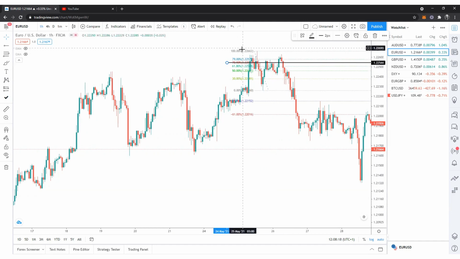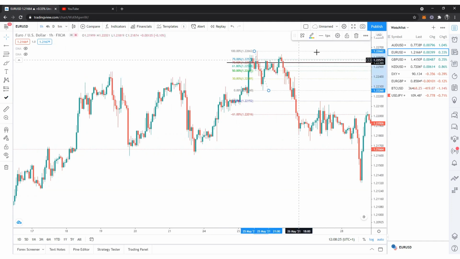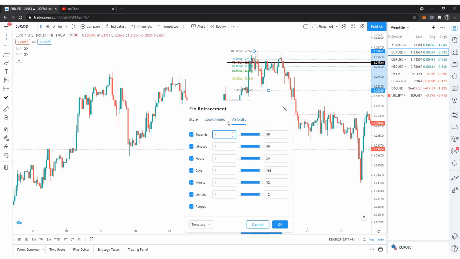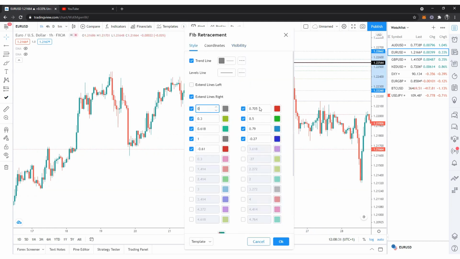Using the fib retracement with these numbers. Again, these aren't the basic numbers. So if you double click and go to the settings on fib retracement, you get the coordinates, visibility, then style. Okay, so these numbers, you won't have them. So please take a screenshot of these numbers.